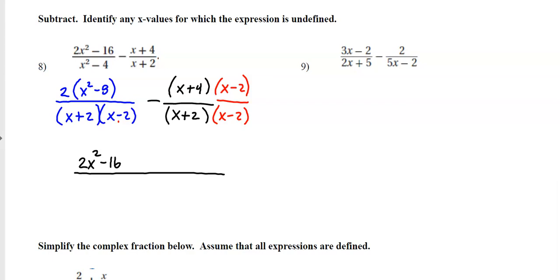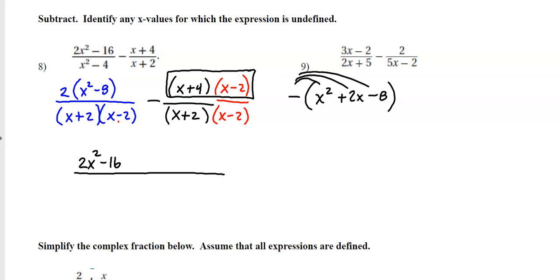Now, this part over here, I need to multiply this part together first. So let's come over here and do that. That's x squared plus 2x minus 8. But remember, I'm minusing through that parentheses. So when I minus this from 2x squared minus 16 and take away all that stuff, I need to distribute that negative, which is going to give me a minus x squared, a minus 2x, and a positive 8. That's the top. The bottom is what it is.